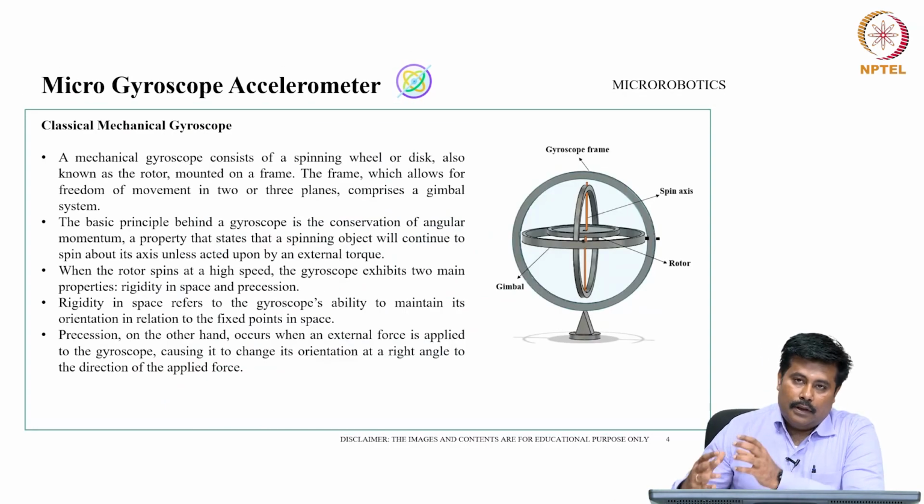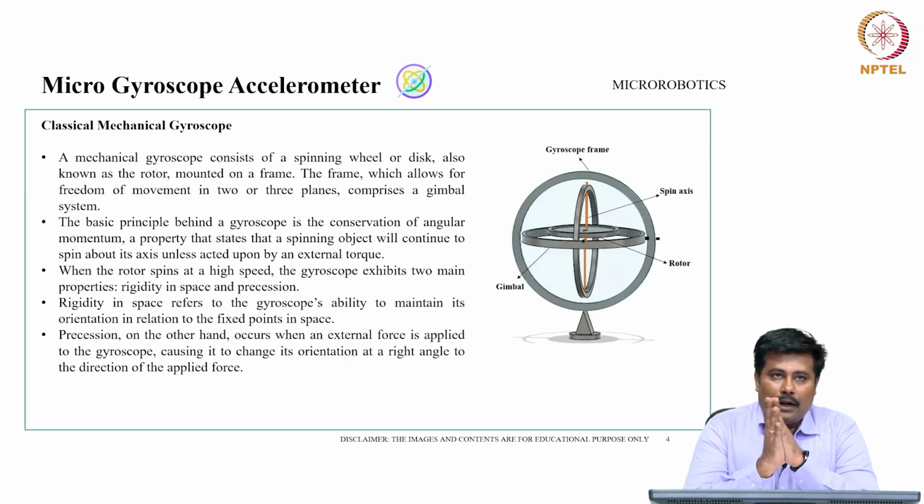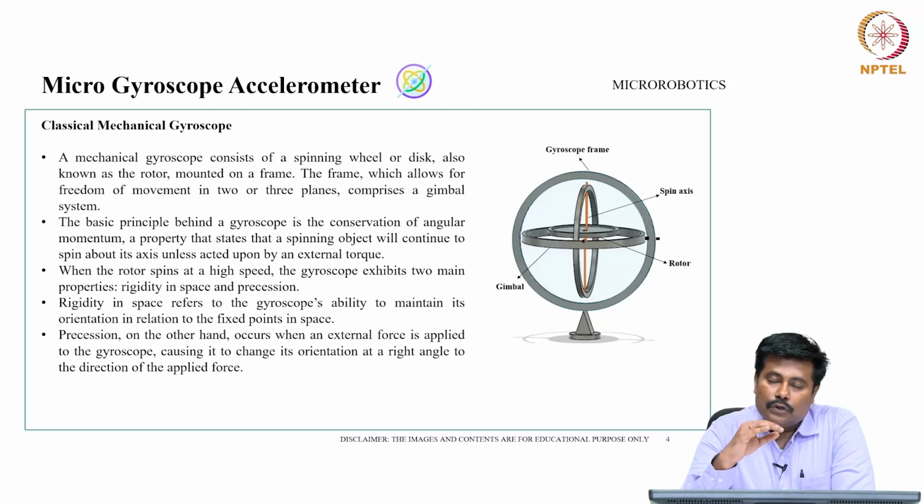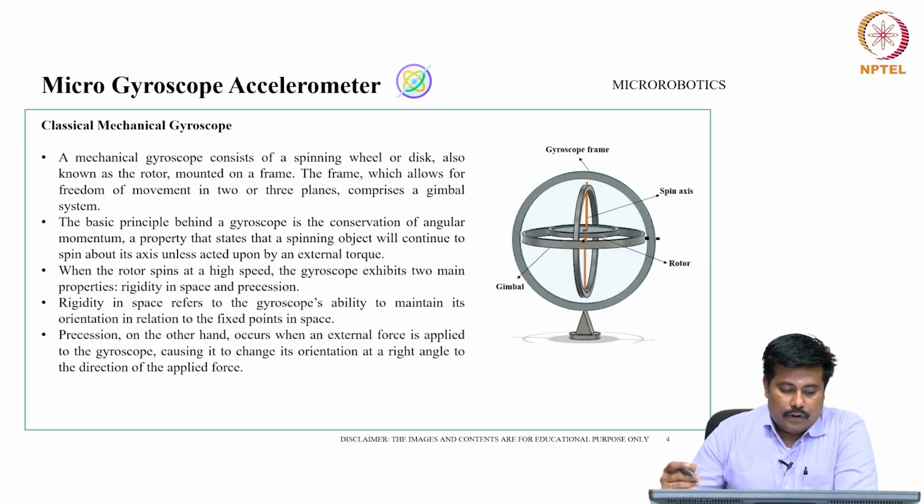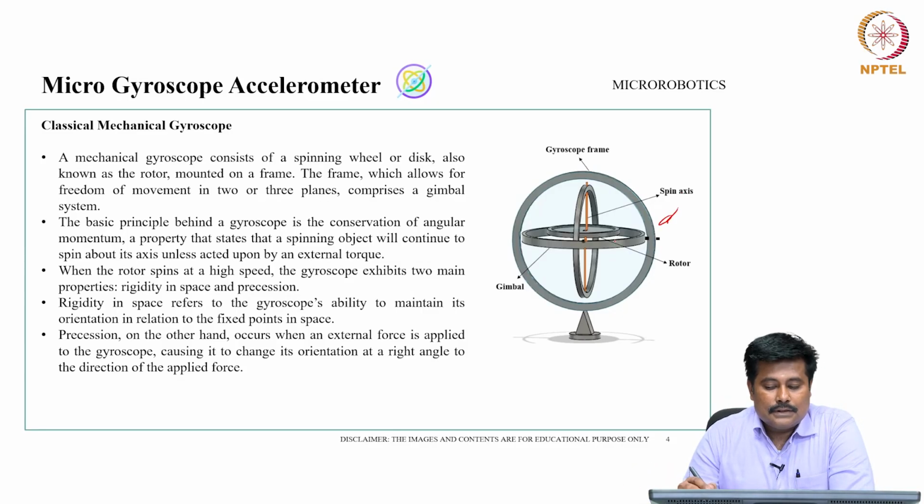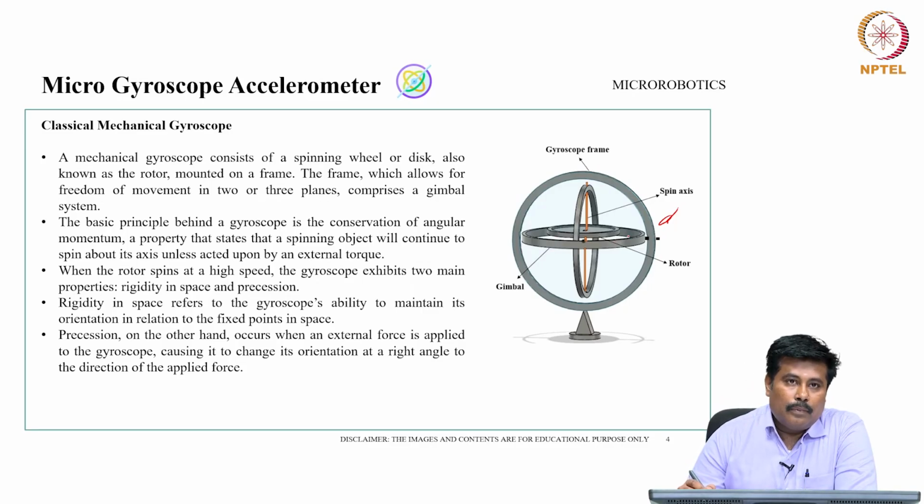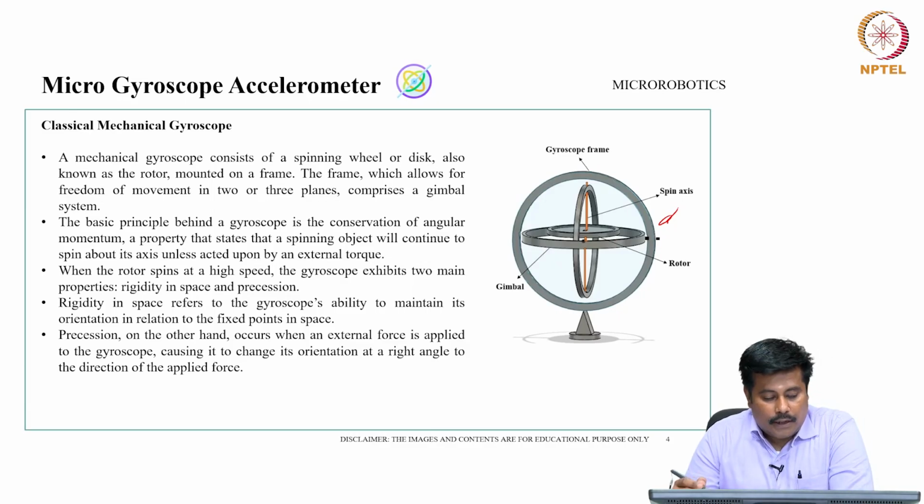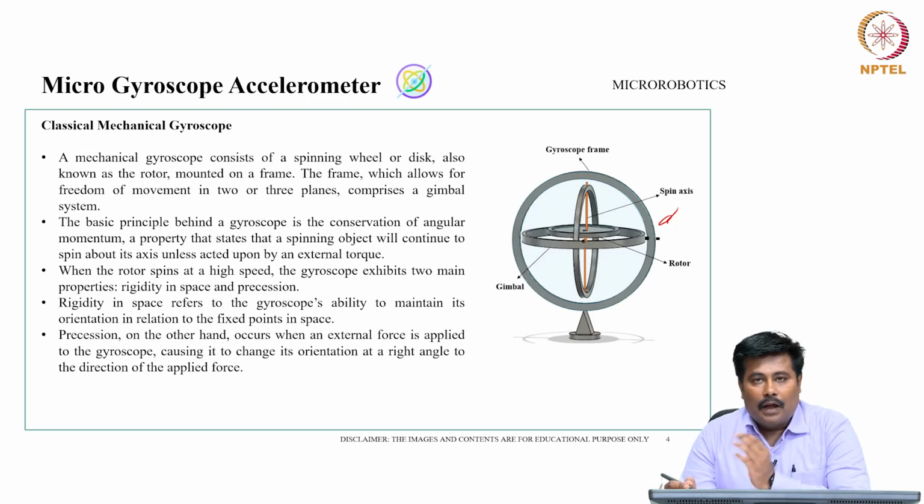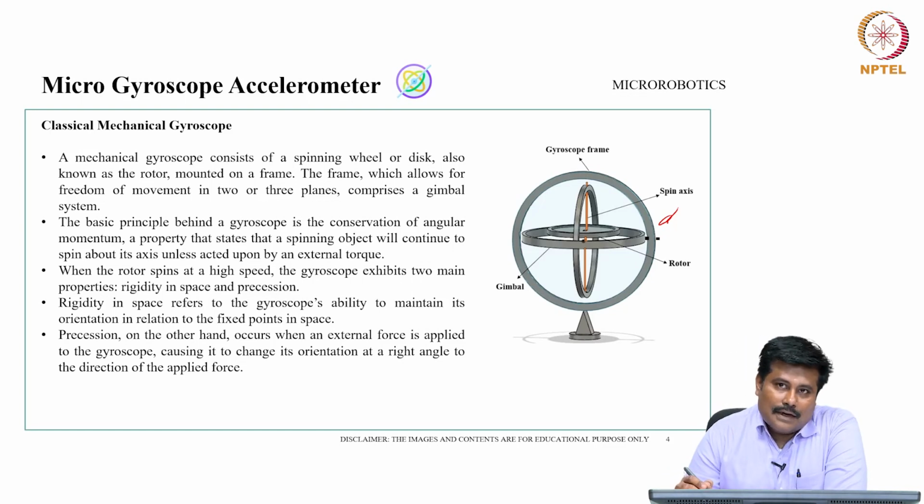Now when we look into the classical mechanical gyroscope, a mechanical gyroscope consists of a spinning wheel or disc, also known as the rotor, mounted on a frame. The frame, which allows for freedom of movement in 2 or 3 planes, comprises a gimbal system. The basic principle behind a gyroscope is the conservation of angular momentum, a property that states that a spinning object will continue to spin about its axis unless acted upon by an external torque.